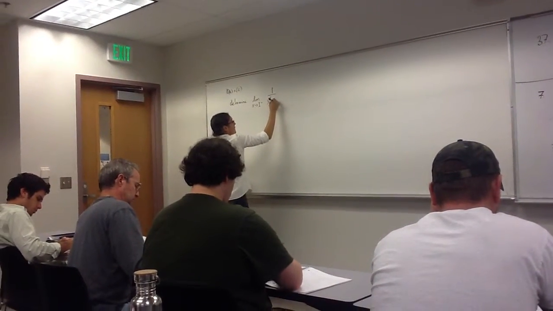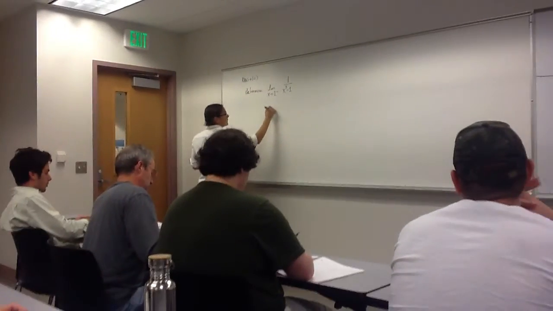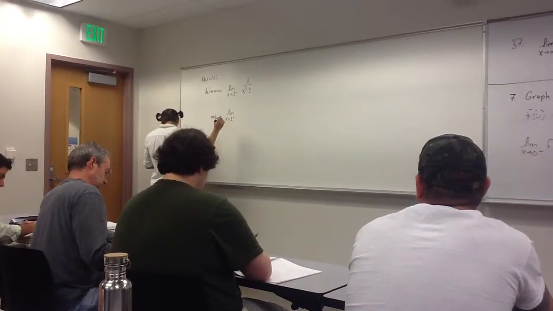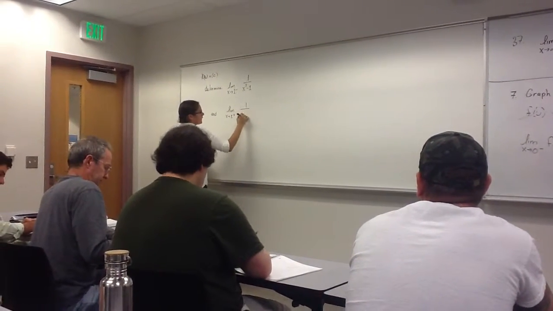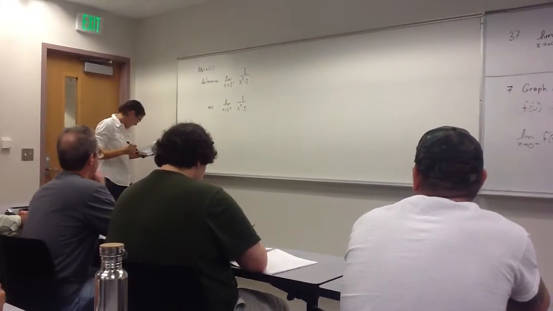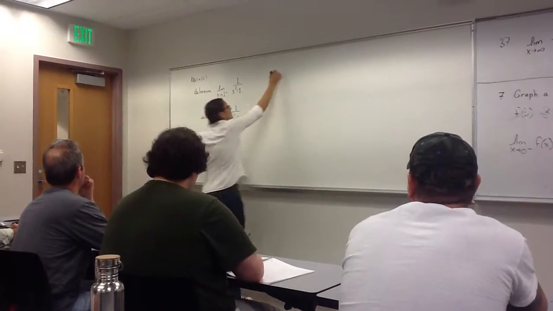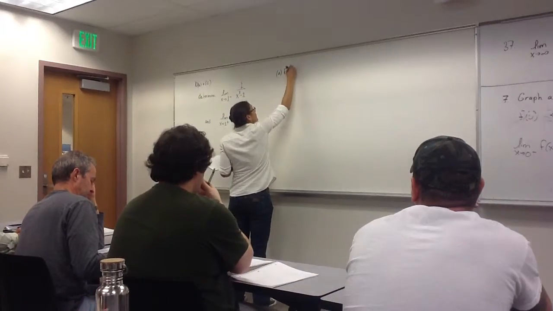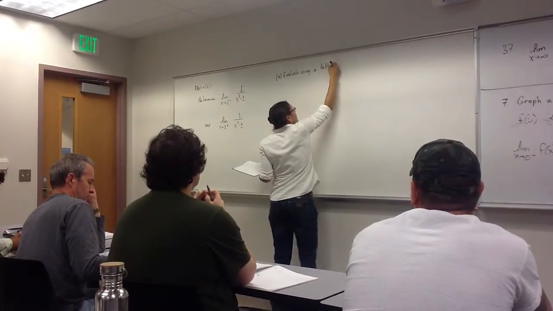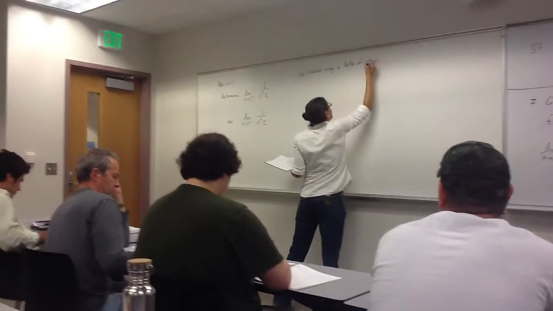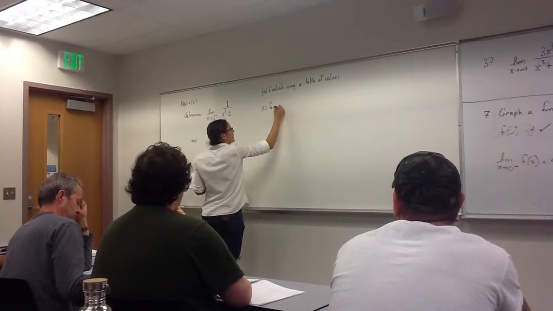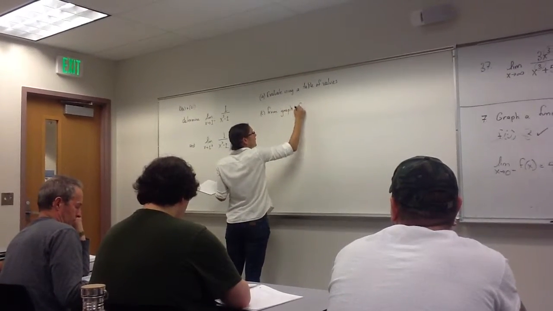Over x cubed minus 1. And we also want to determine the limit as x approaches 1 from the right of 1 over x cubed minus 1. And part A says to evaluate using a table of values. And part C asks us to evaluate from the graph of f.